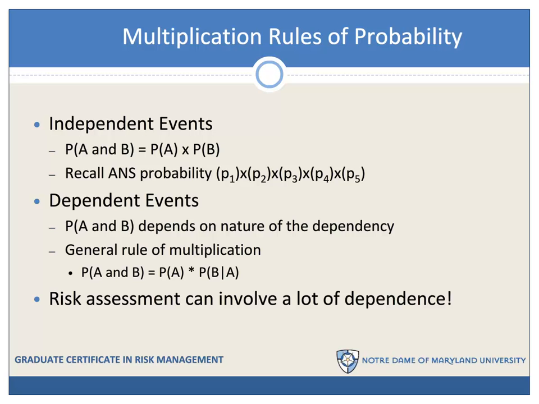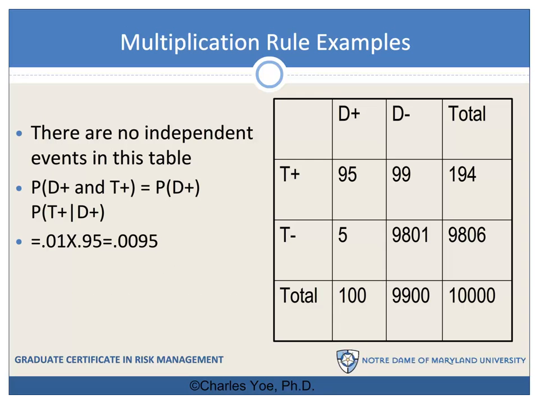Risk assessment involves a lot of dependent relationships. Let's take a simple example. The aquatic nuisance species works as a decent example for independent events. But in the table we're working with, there are no independent events. Certainly, if you have the disease, we would expect that to affect the probability of testing positive for the disease or not.